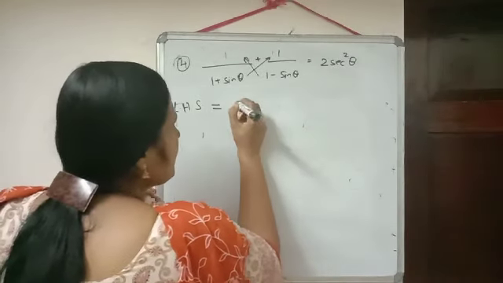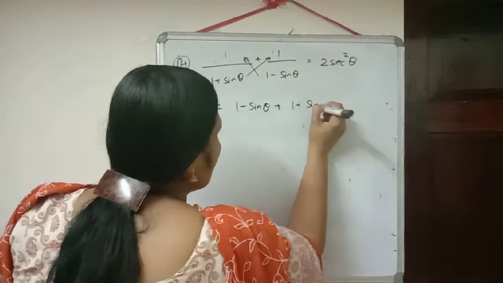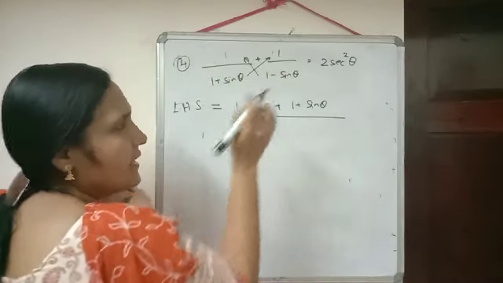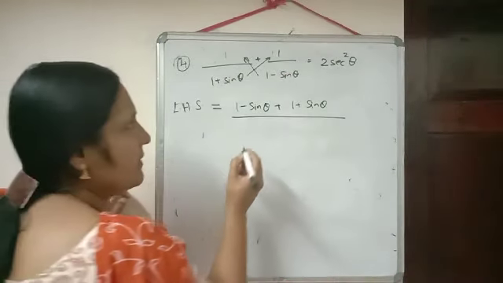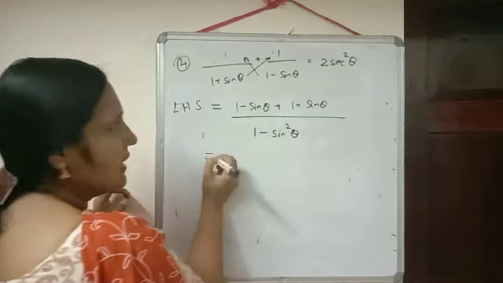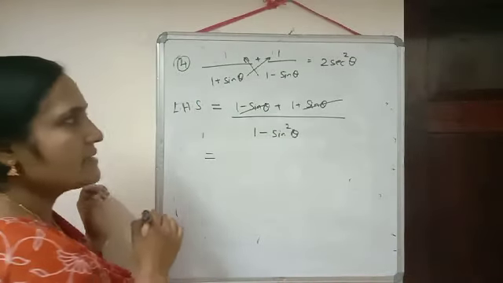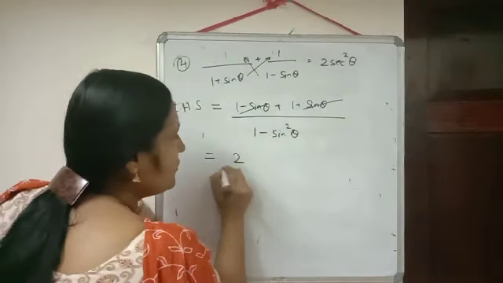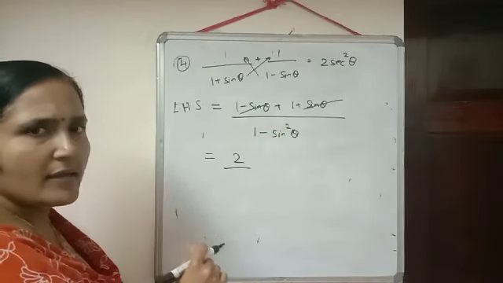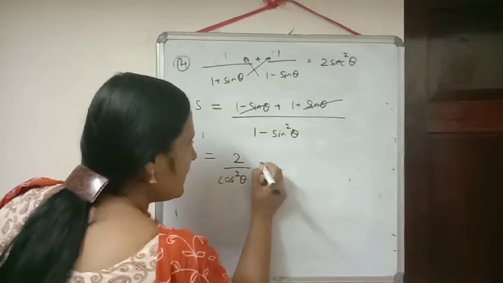Then what will come? 1 minus sine theta plus 1 plus sine theta by denominator 1 plus sine theta into 1 minus sine theta. So that will be equal to 1 minus sine square theta. Now here minus sine theta and plus sine theta will get cancelled. We will get there 1 plus 1, 2 by. Now do you know what is 1 minus sine square theta? Yes? Correct. 1 minus sine square theta is cos square theta.